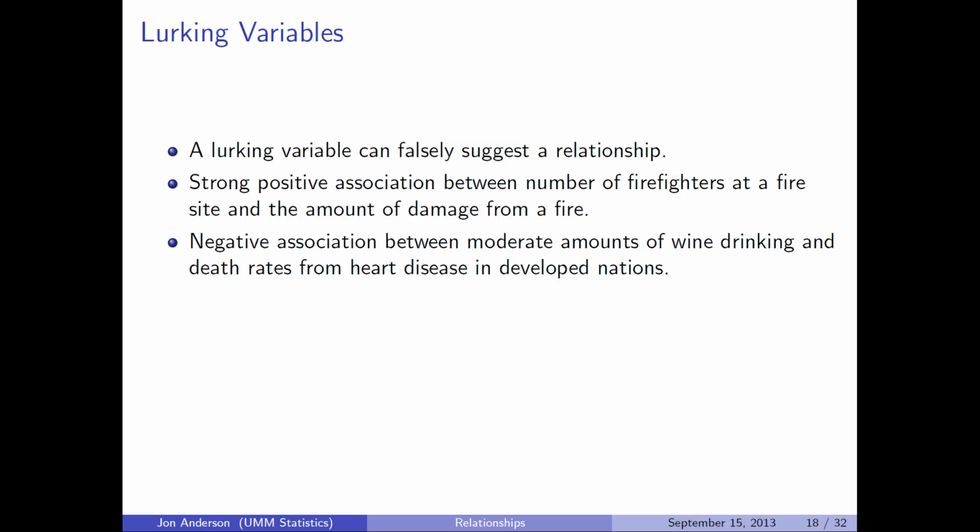And part of that might be the wine drinking, but part of it might be dietary factors like the Mediterranean diet with more fish and olive oil. And so the response, death rates, Y, is confounded with the wine drinking X and other dietary factors, the lurking variable Z.